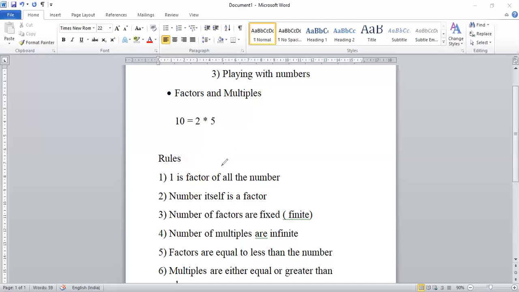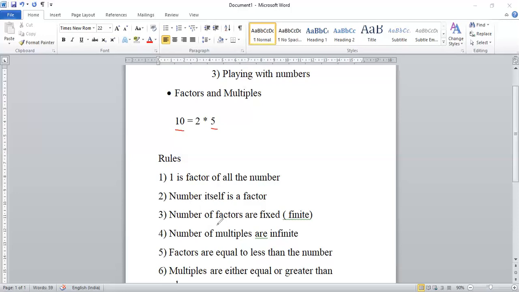Then the second one: a number itself is a factor, because that number comes in its own table also. Like 10 comes in 2's table, 2 fives are 10. Also it comes in 5's table, 5 twos are 10. And it comes in its own table also, 10 ones are 10. So 10, the number itself, is a factor. If we see 6, 6 also comes in its own table, so 6 is also its factor. Understood? A number itself is a factor.